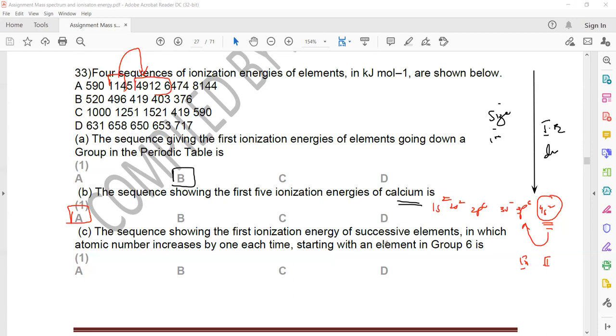And the sequence of first ionization energies in which the atomic number increases by 1 starting from an element in group 6. So group 6, then group 7, group 8. So first it should increase, and then we move on to group 1 and 2 because of the period change, so it should decrease. So first 3 should increase and then there should be a decrease in the value. When we check, the first 3 values increase, and then there's a sudden decrease, and then again it will start to increase. So that's why C is the right answer. Is it clear, this one?